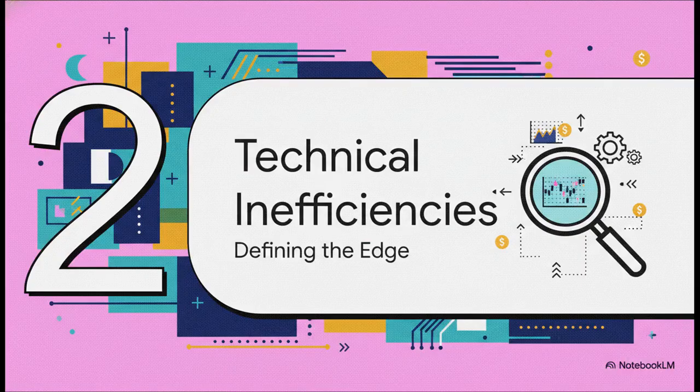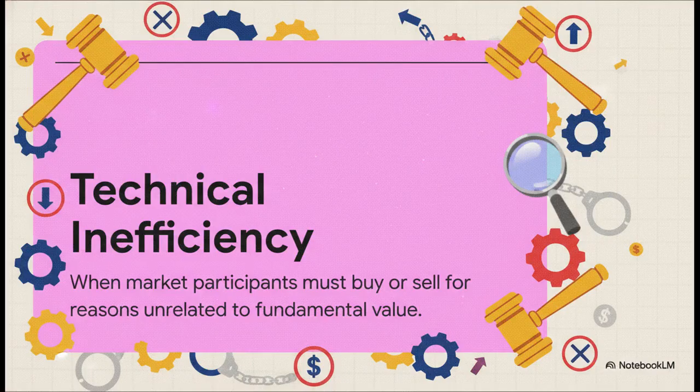So what is it that we're actually looking for here? Let's get a really crisp, clear definition of what a technical inefficiency actually is. Here it is. A technical inefficiency happens anytime someone has to buy or sell. It's not because they had some brilliant new insight about a company's future profits. No, it's because a rule, a constraint, or some outside regulation is forcing their hand. Their goal isn't to make the most profit, it's just to stay compliant.